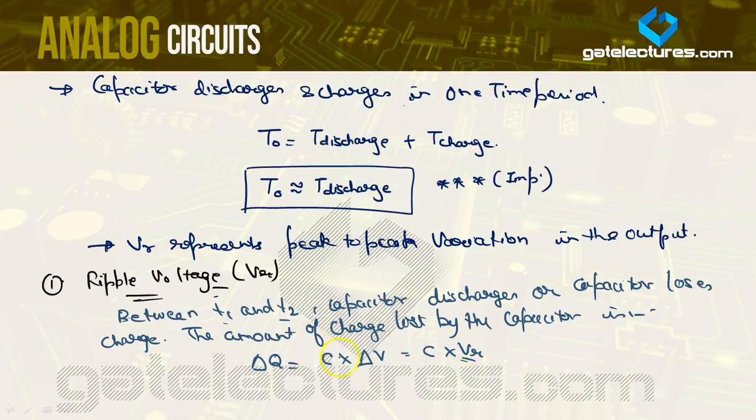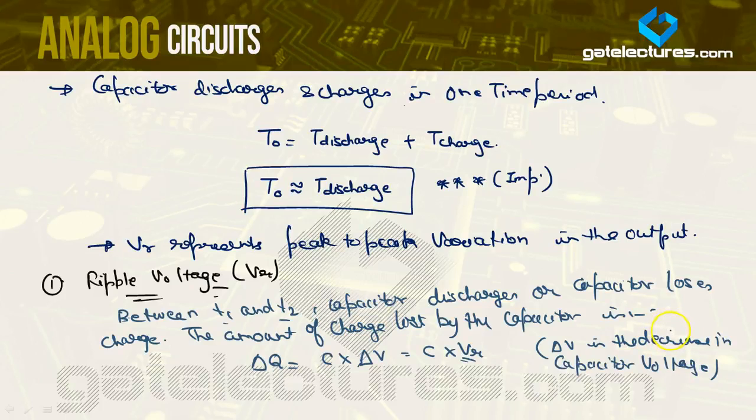Understood? So when the capacitor saw a loss of delta Q charge, that loss corresponds to the loss of delta V amount of voltage across it. So this should be equal to C into VR, and the change in the voltage corresponds to VR. This is the important thing: delta V is basically the decrease in capacitor voltage in that particular interval. Understood?